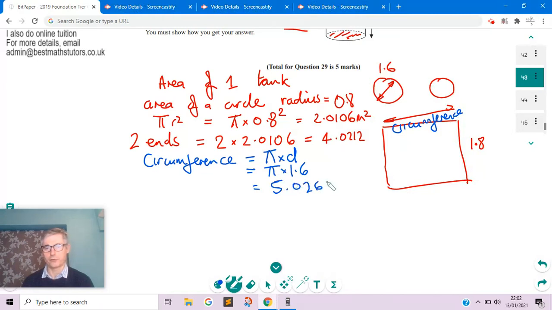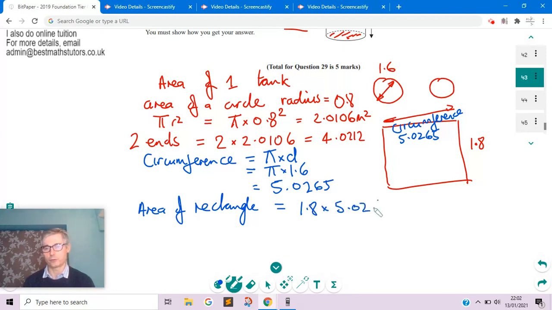So that's what that distance was, 6.5. And now what we need to do is find the area of this rectangle. So the area of the rectangle is going to be 1.8, so it's going to be the length times the width there. So 1.8 times 5.0265.